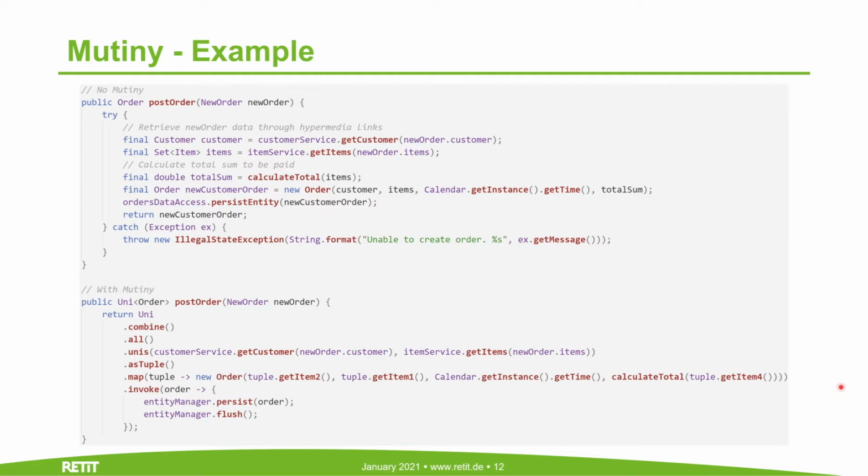And with Mutiny or reactive libraries in general, as I said, you rarely explicitly try to catch an exception. An error would implicitly be caught and be pushed down the stream as a failure event. The reactive version of that service method, the bottom one, first combines all the results of the external services concurrently before mapping them to a new object. And for that object, a code block is then invoked, which persists the order and flushes the entity manager.